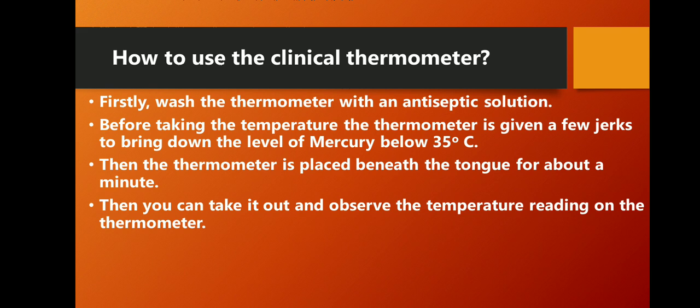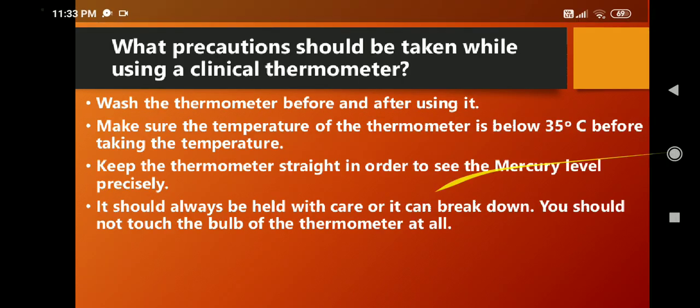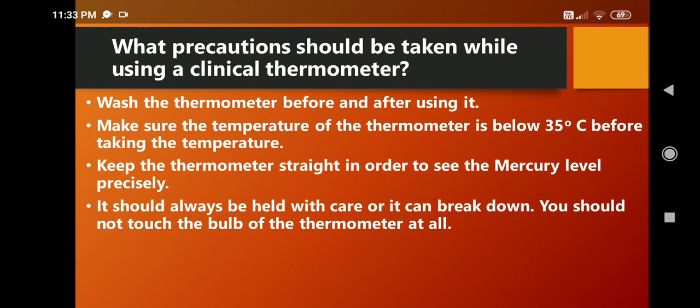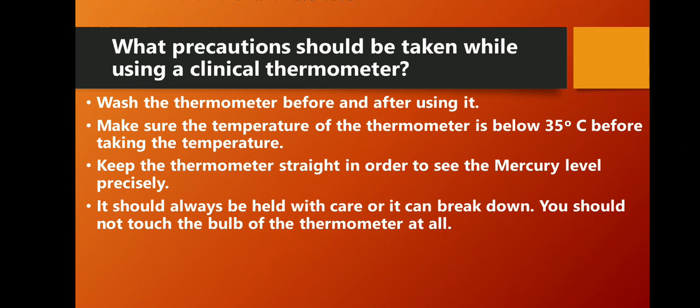Right? Then the thermometer is placed beneath the tongue for about a minute. Otherwise, below the armpit. These are the two places where most of us already put it. Right? Then remove it and read the temperature where the mercury ends. Got it?